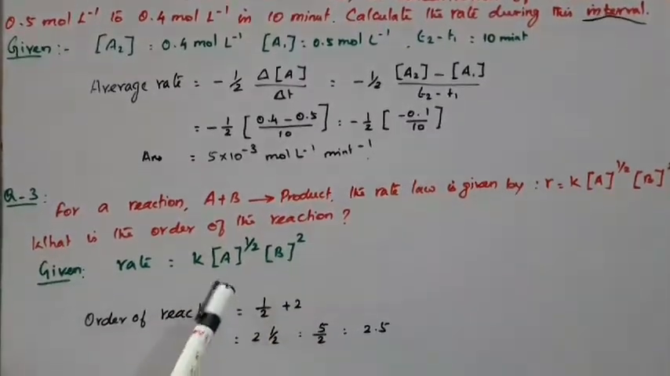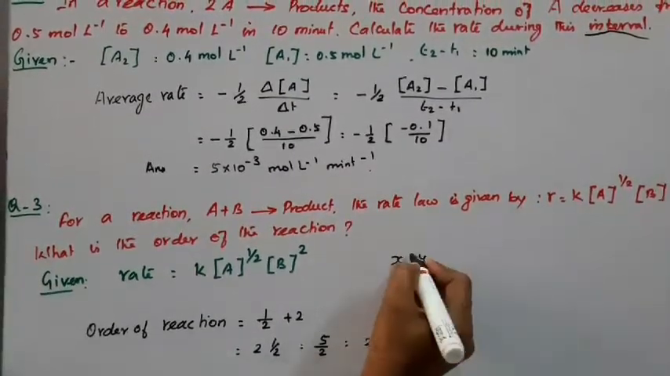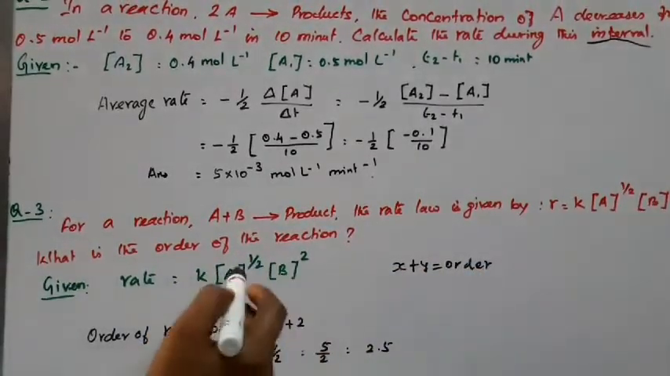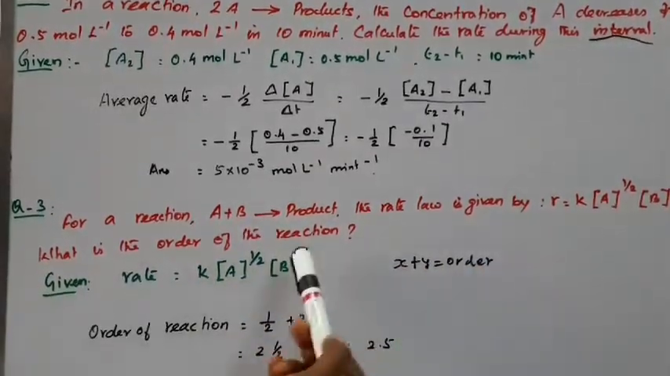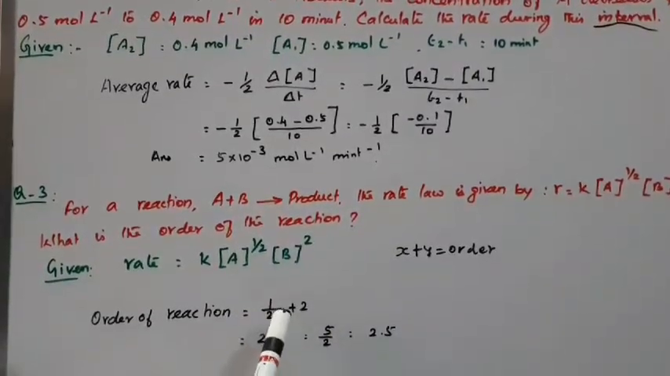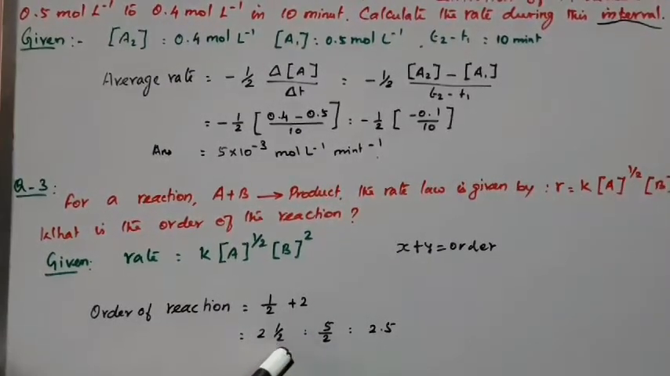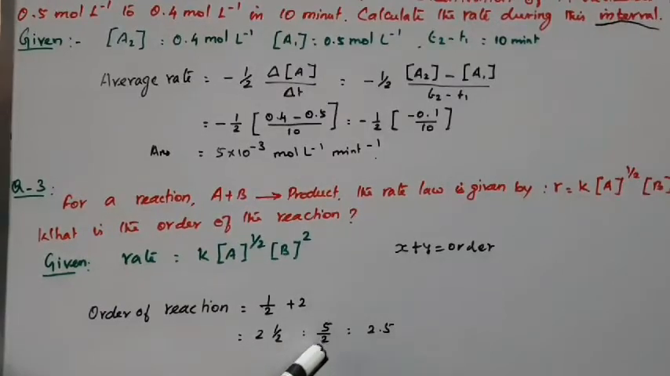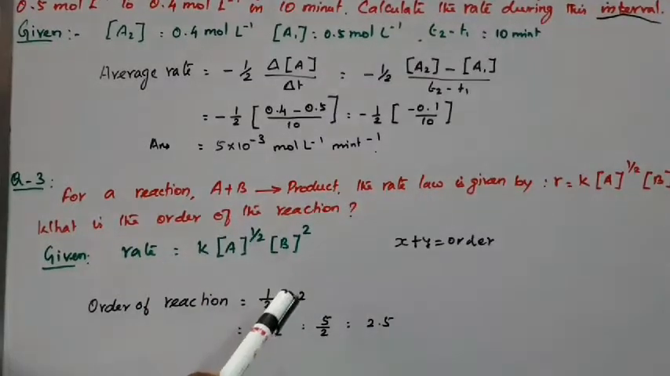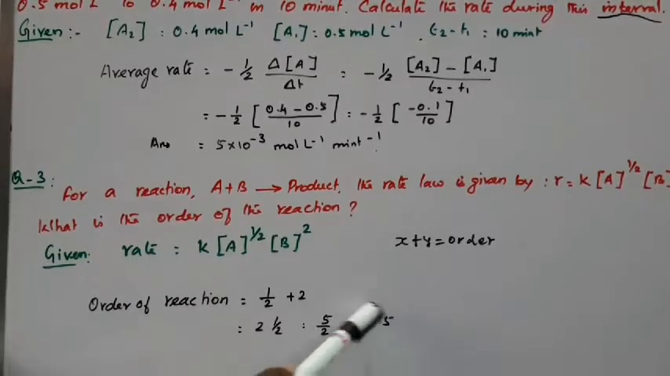Okay, so the order, if we take the exponents as x and y, then x plus y is the order. Here, in place of x we have 1 by 2, and in place of y we have 2. So we take the sum of the exponents. 1 by 2 plus 2, that is 2 1 by 2, simply 5 by 2, equal to 2.5. A fraction has come. So this reaction is a fractional order. If it is a whole number, it is a whole number order; here it is a fraction, so this is fractional order.